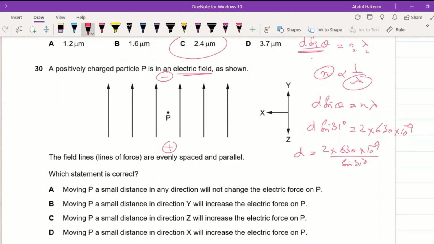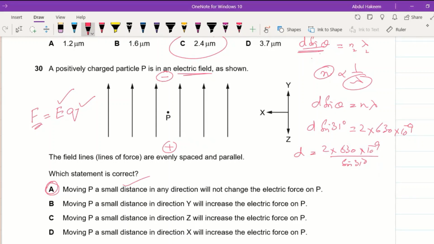And the A part is moving P a small distance in any direction will not change the electric force on it. Look, electric force F is equal to EQ. Look, this is uniform electric field. So electric field strength is uniform, it's constant. Charge of the P constant. So the force constant in all direction. So the answer is A. No need to check the other B, C, D because this is the valid answer because the force is constant everywhere.